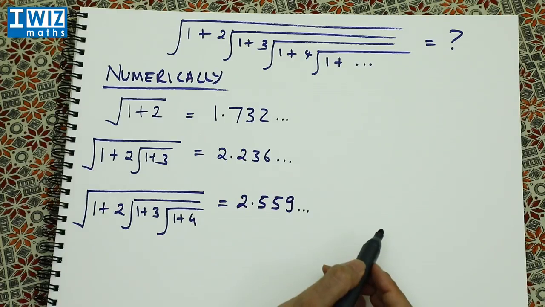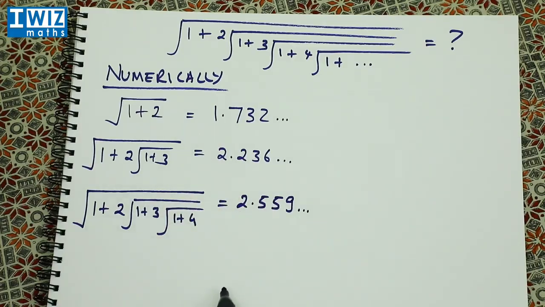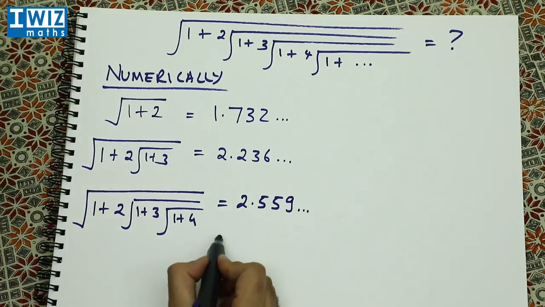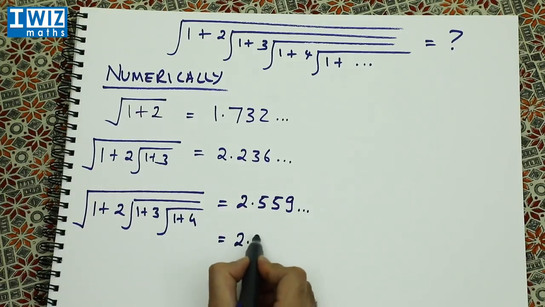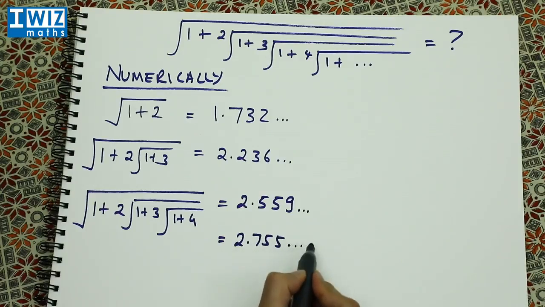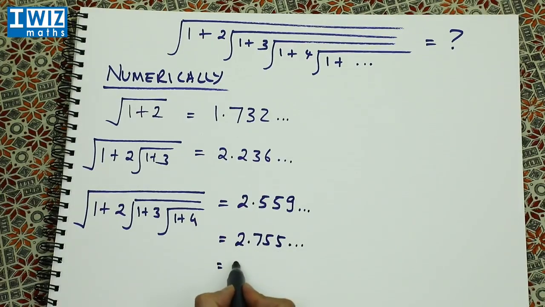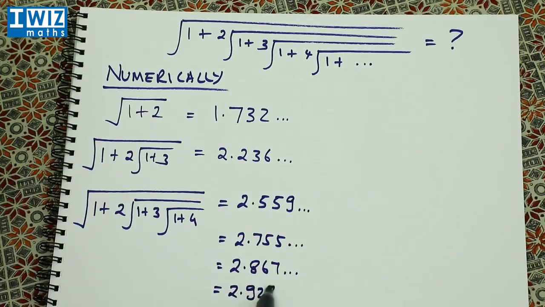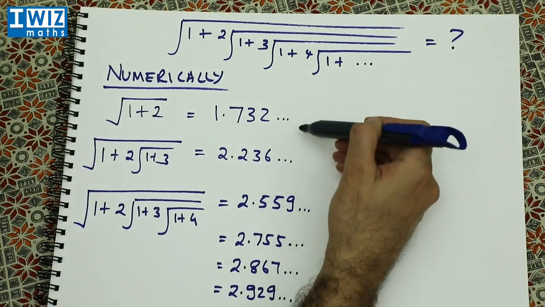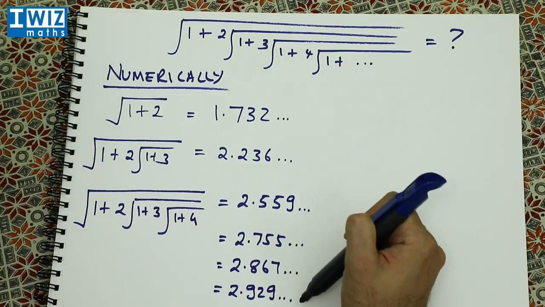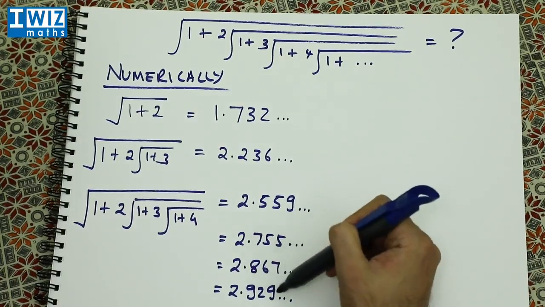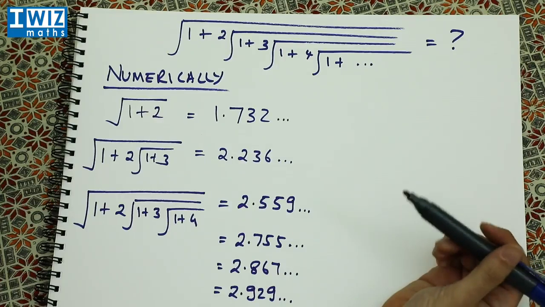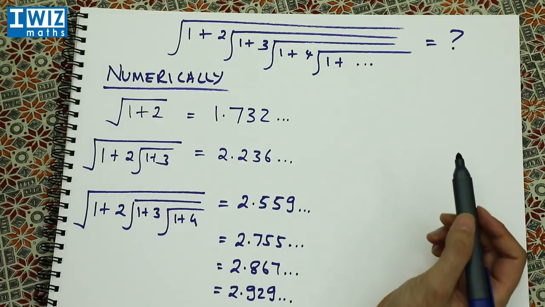We can keep evaluating this expression, and the next number turns out to be 2.755. The next term turns out to be 2.867, and the next term turns out to be 2.929. Now, what we notice here is that this sequence of numbers seems to be approaching 3 quite rapidly, right? So maybe we can guess that this expression is actually less than or equal to 3.